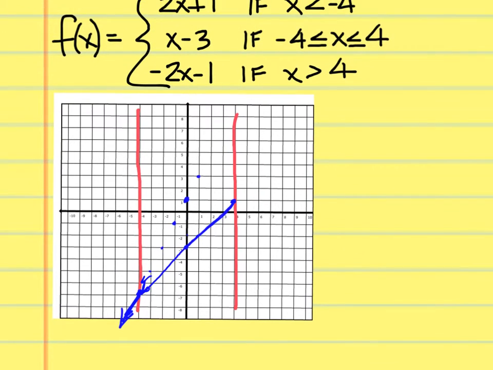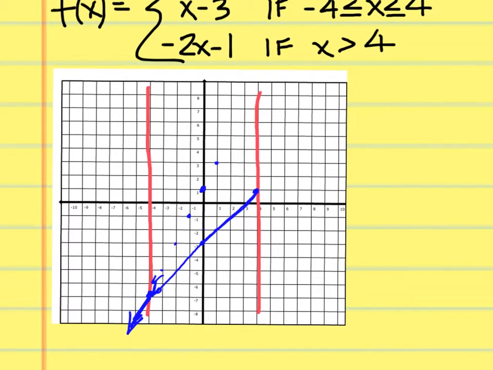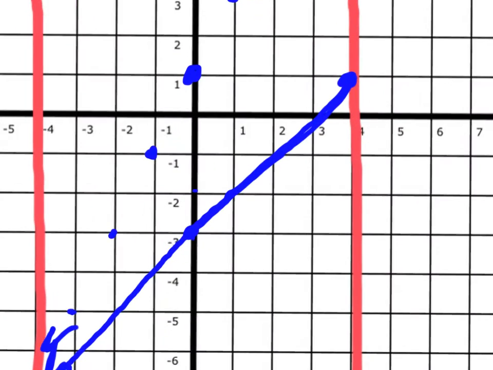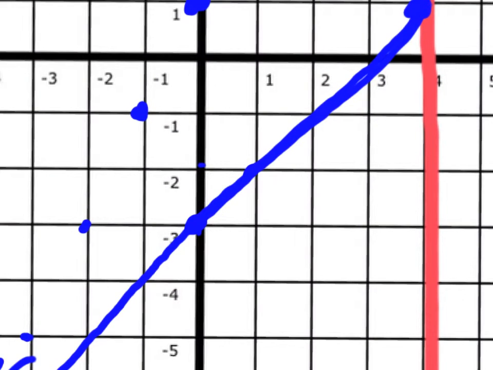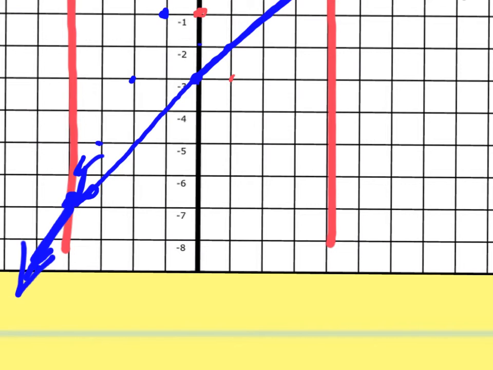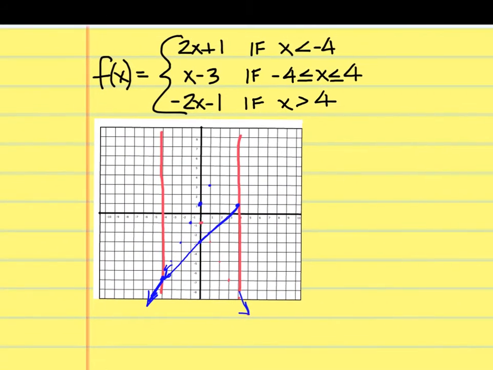And then you can go take a look at the one on the right side, greater than 4, it's a negative 2x minus 1. So we'll go to minus 1 here, and it's a negative 2, so you go down 2 over 1. And we have to keep going down 2 over 1, like this. And that one's not even going to be on there, so I'm just going to extend it a little bit. And it kind of goes like that. So there's the piecewise function.